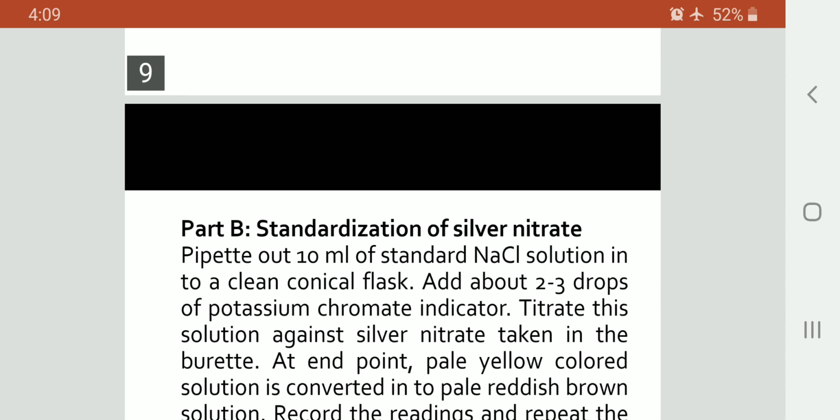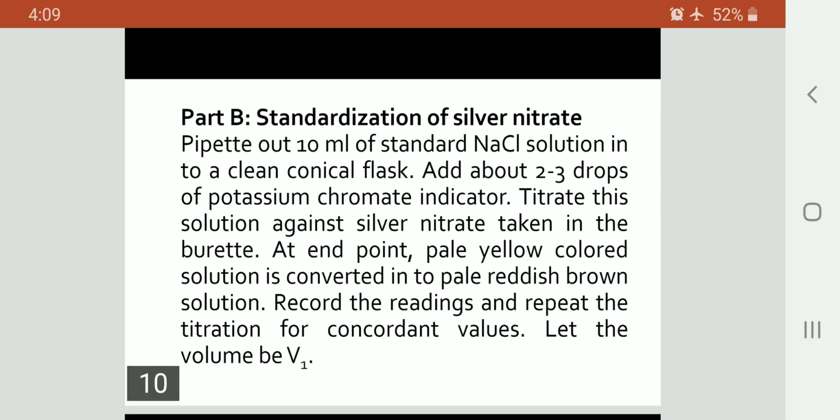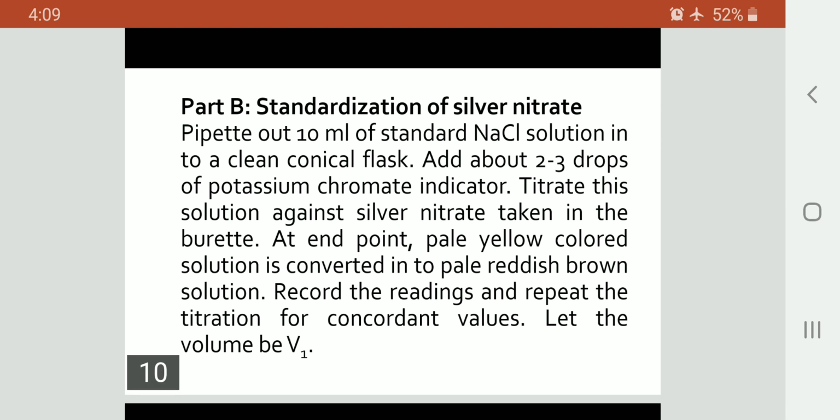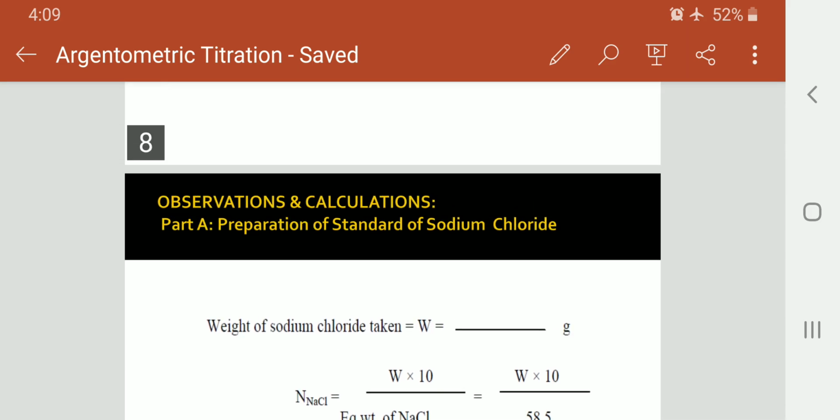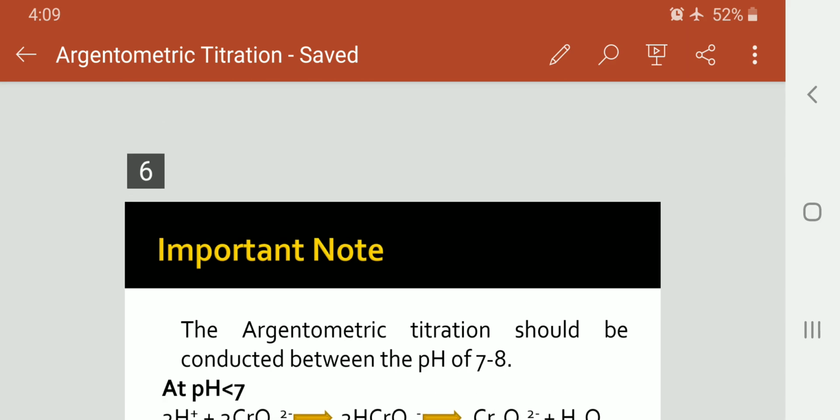Next part, that is standardization of silver nitrate. Now we are going to fill our burette with the silver nitrate, and in the conical flask, we are going to pipette out 10 ml of this standard solution, that is NaCl. Now to this NaCl, you have to add 2 to 3 drops of potassium chromate indicator. As soon as you add this potassium chromate, you are going to observe this yellow coloration.